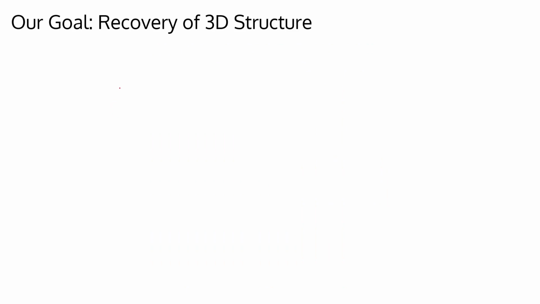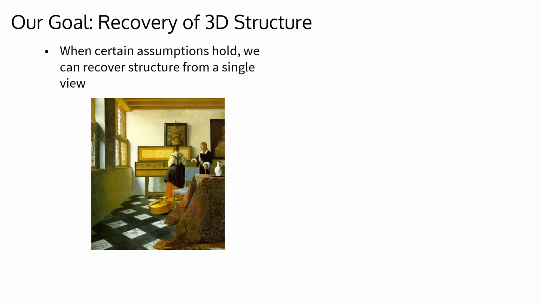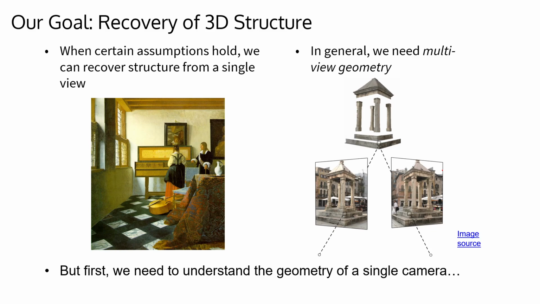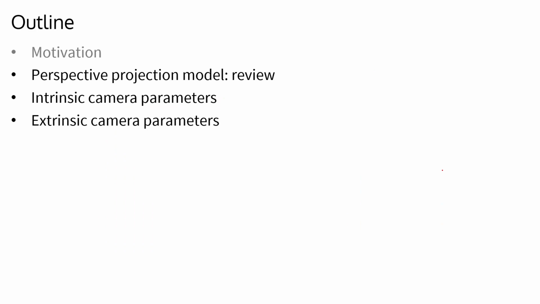Okay. So our goal is to recover the 3D structure from images. When certain assumptions hold, we can recover the structure from a single view. In general, we need multiple views to recover the 3D structure. But first, we need to understand the geometry of a single camera. So that's the motivation to understand the geometry of a single camera. Then we'll look at the perspective projection model, intrinsic camera parameters, and the extrinsic camera parameters.